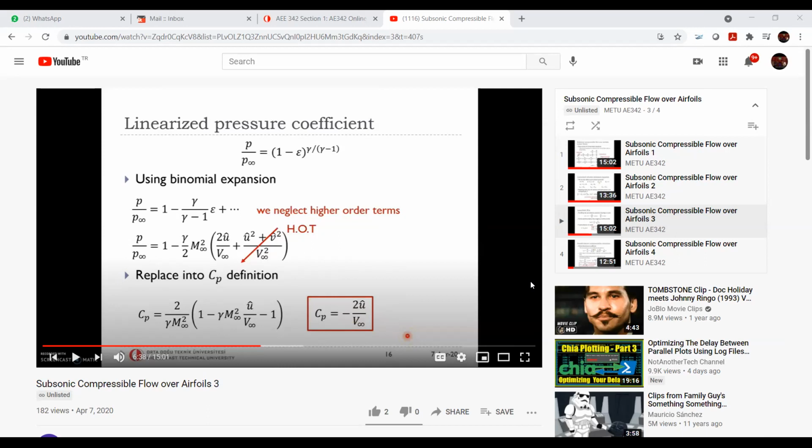Anyway, extend this to numerical methods like the panel method and everything. So that's what we did. The thing is, right now we want to do the same thing, or maybe I should say a similar thing. We would like to obtain a solution using the potential function, but now for subsonic compressible flows.